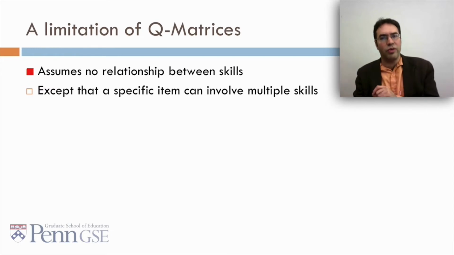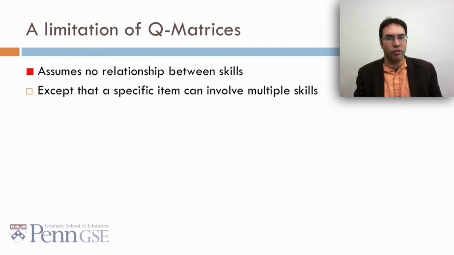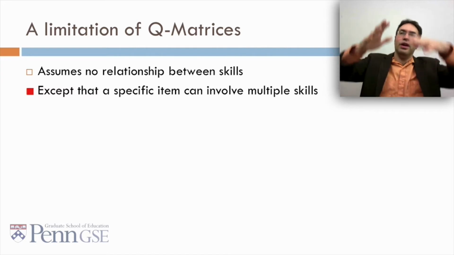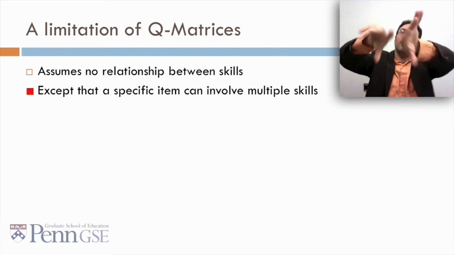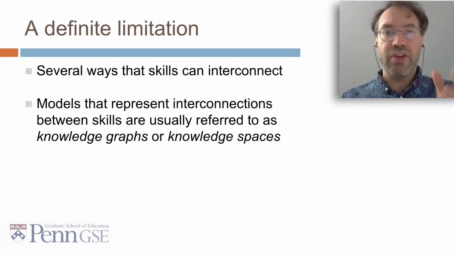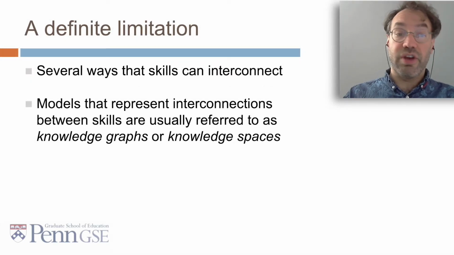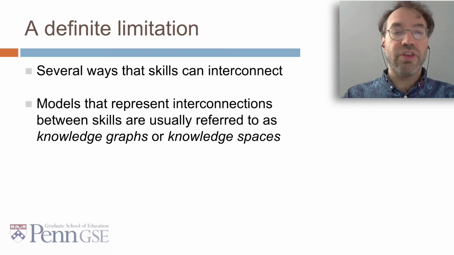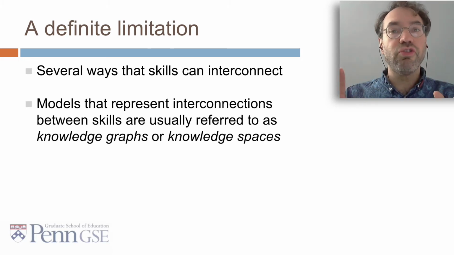There's a limitation of Q matrices, however. We've been talking about Q matrices up to this point for skill item mappings, and that's that Q matrices assume no relationship between skills, except that a specific item can involve multiple skills. But if you have two skills, aside from the fact that an item can have both, they have nothing to do with each other. And this is definitely a limitation because there are several ways that skills can interconnect. And models that represent the interconnections between skills are usually referred to as knowledge graphs or knowledge spaces.